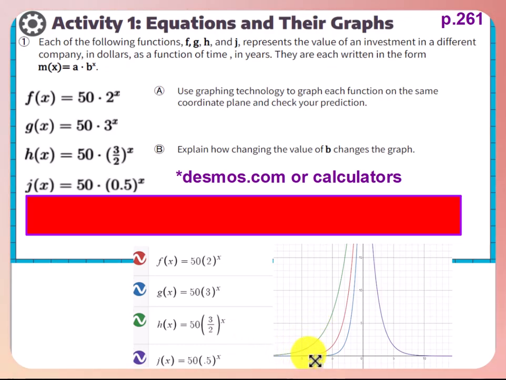Doesn't go up as quickly as these do when they start rising. And then the purple line is going to be 50 times 1/2. So that's why this one goes down. Okay, it's decreasing. These are increasing.